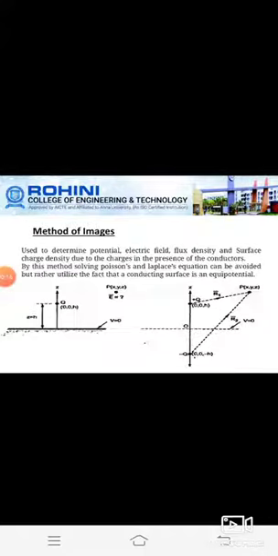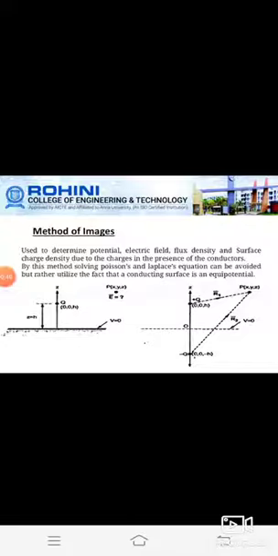This method is suitable for determining the potential, electric field, electric flux density, as well as surface charge density. These are present due to the charges even in the presence of the conductor. So in the presence of conductors, we are finding out the electric potential, electric field, electric flux density as well as the surface charge density.